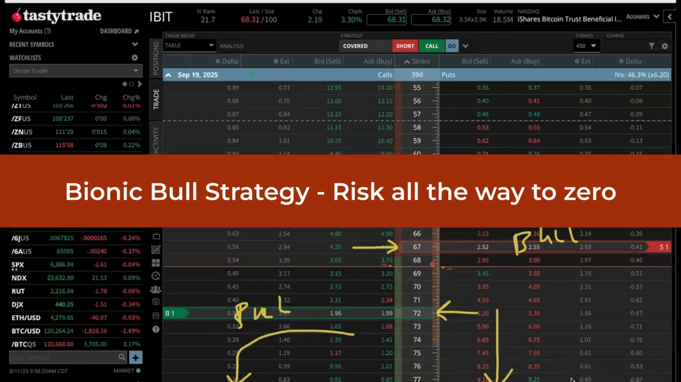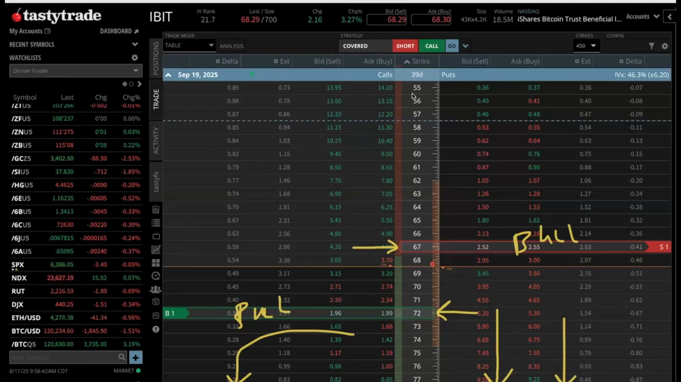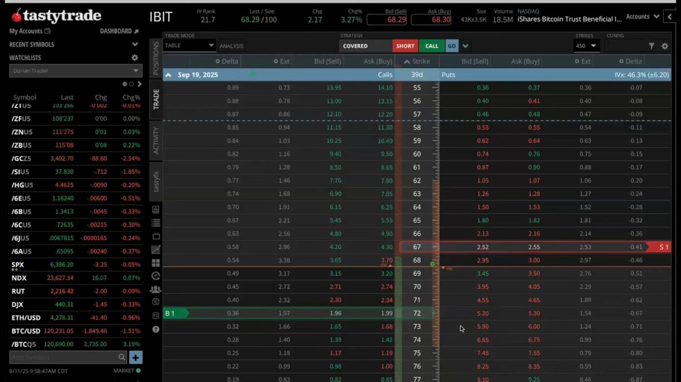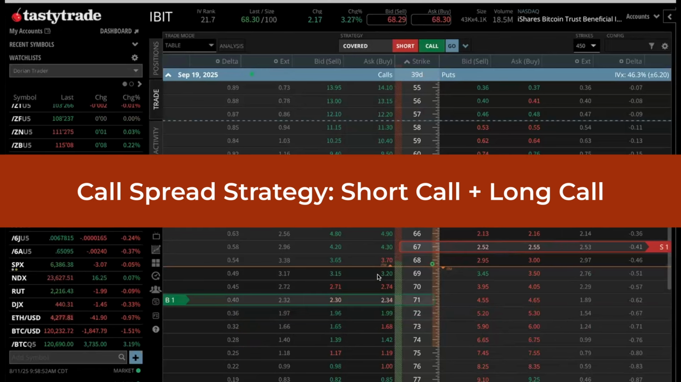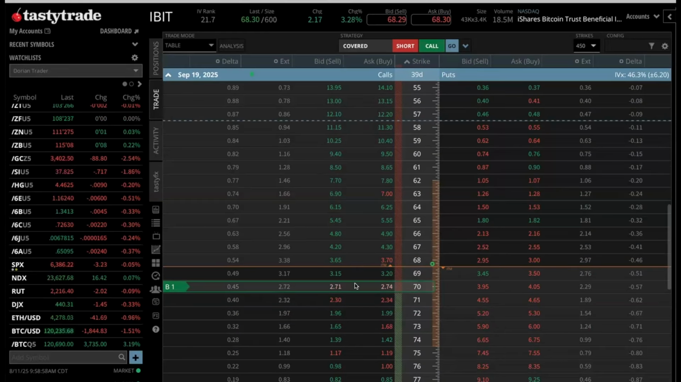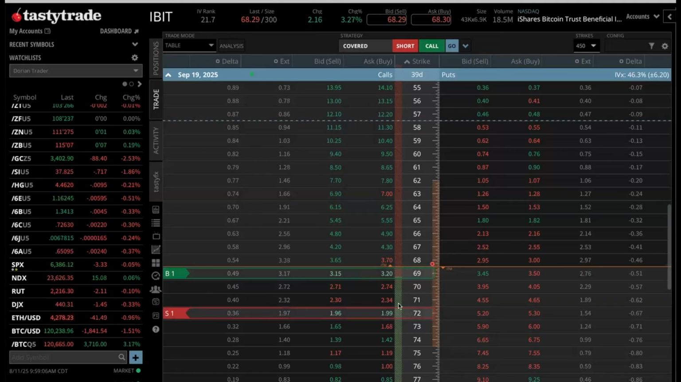You still have risk all the way to zero when you do a Bionic Bull, just like if you were doing a cash secured put or if you were just buying the shares outright. You have risk all the way to zero. Now, another basic type of strategy is a call spread. Let's say we were doing a call spread like this. We're selling this 69 and buying this 72.